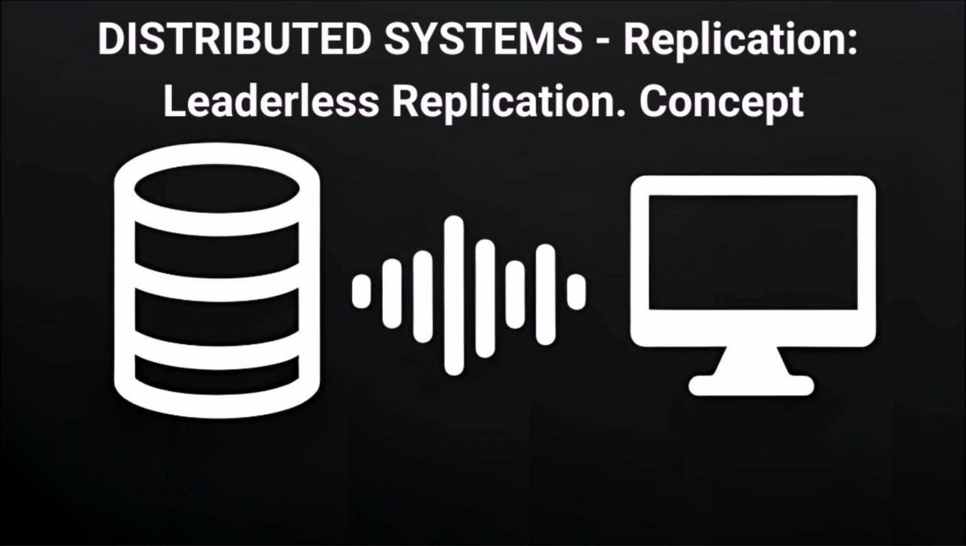So N is just the total number of replicas holding the data. Simple enough. Okay. W is the write quorum. That's the minimum number of replicas that must confirm a write for it to be considered successful. Okay, W for write. And R is the read quorum. The minimum number of replicas you need to contact and get a response from during a read. R for read. Okay, N, W, R.